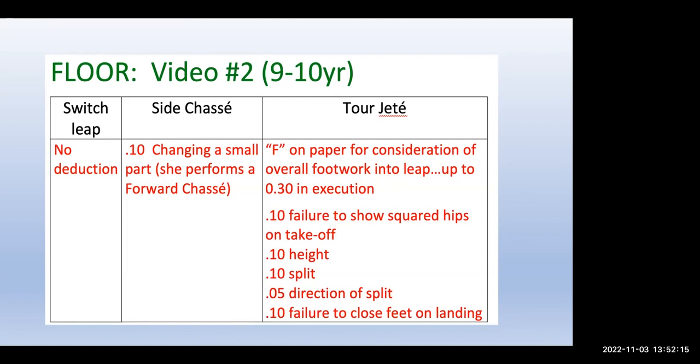Then we have the tour jeté. The footwork on the entrance going into it is up to 3/10 in execution. You just put an F on your paper. You don't take 3/10 here. Then failure to show squared hips on the takeoff, 1/10; height, 1/10; split, 1/10; 0.5 for direction of the split. It's going crooked. And then she doesn't land on 2 feet. She lands on 1 foot and steps back into a lunge. She should have landed on 2 feet. So failure to close the feet on landing, 1/10.